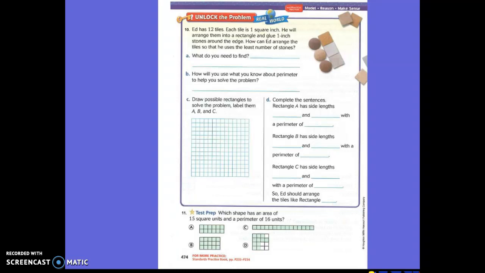Okay, if the square tiles are the area, he has 12. So we're trying to find an area of 12. But then we have to find all the perimeters for those areas. So we're going to draw those rectangles. Okay, we made our 3 rectangles. Use what you know about perimeter to help you solve the problem. You guys know what shape is supposed to be the shortest.